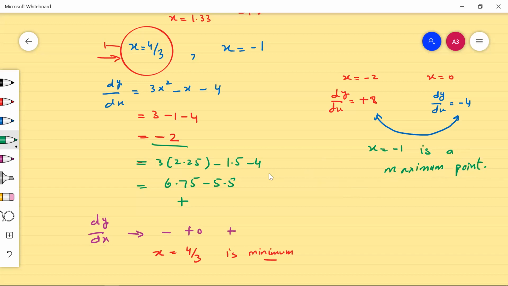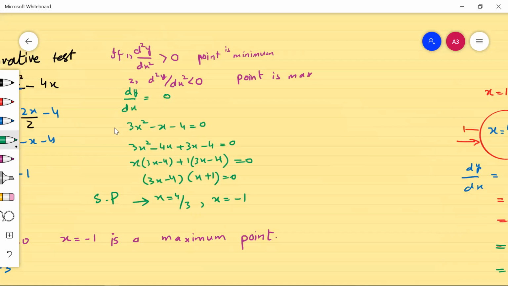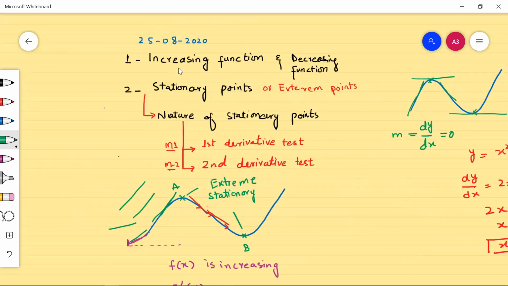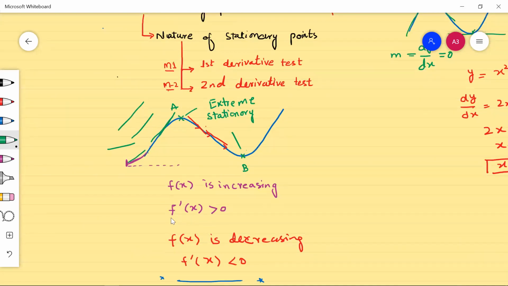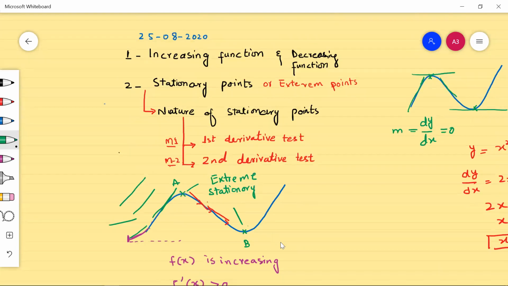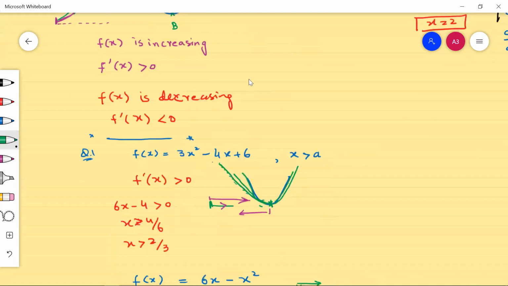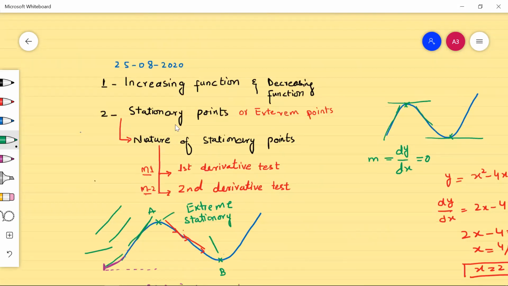So this is all about the first derivative test and second derivative test. In the last part, I'm going to repeat what we have discussed today. We started the lecture with how we can find an increasing or decreasing function. An increasing function is where the derivative of the function is greater than 0, and a decreasing function is where the derivative is less than 0. How can we find the slope? We took some examples.